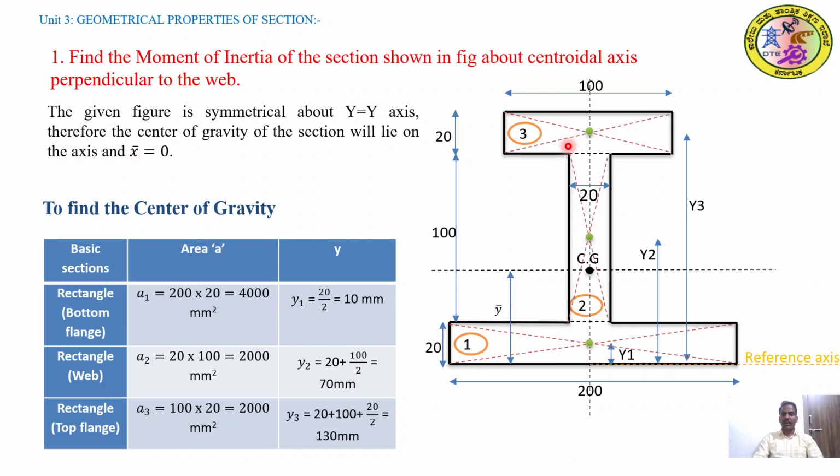In the third rectangular box, the dimension of the rectangle is 100 by 20 millimeter, and here the centroid, we have to measure from here to the reference axis. To measure, it's 20 plus 100 plus half of the 20, so 20 plus 100 plus 20 by 2, that is 130 millimeter. We have obtained the area and y distances.